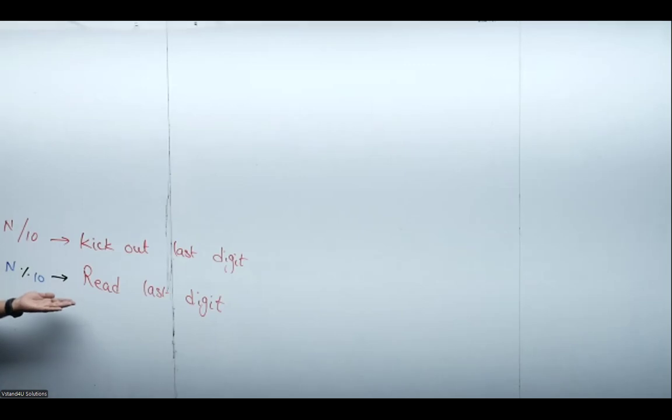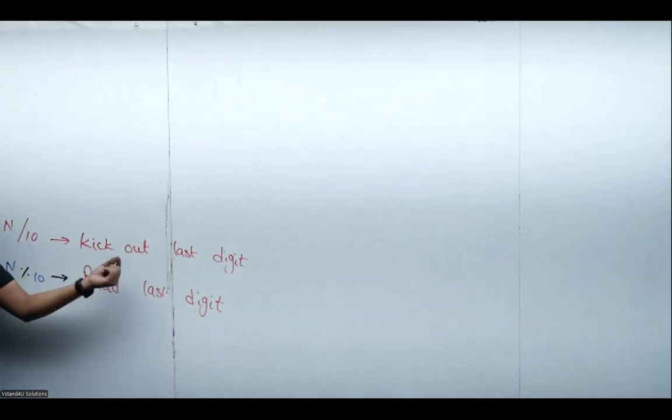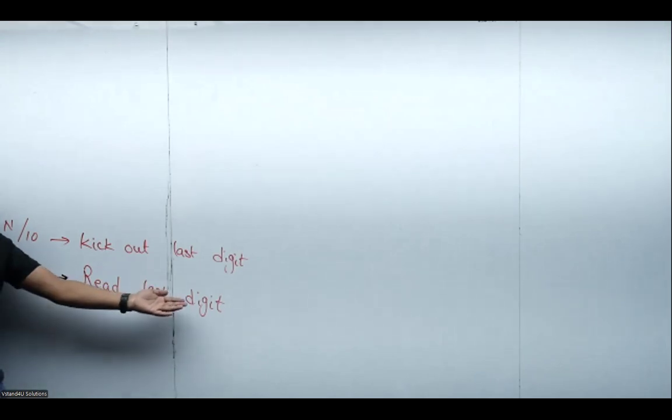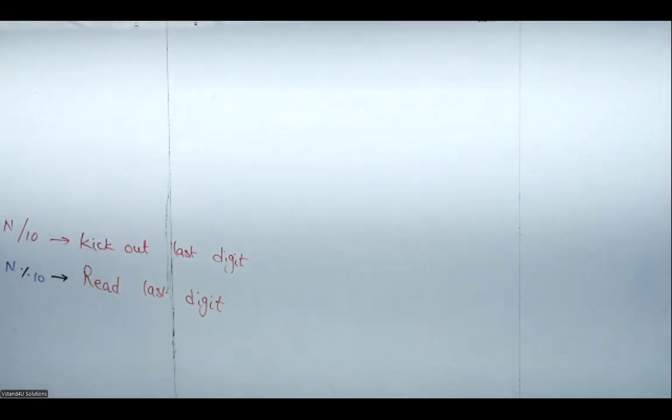Make a note of this much. Write it this way. Kick out the last digit: then you write n equal to n by 10. Read the last digit: n equal to n mod 10. These are the two important lines.